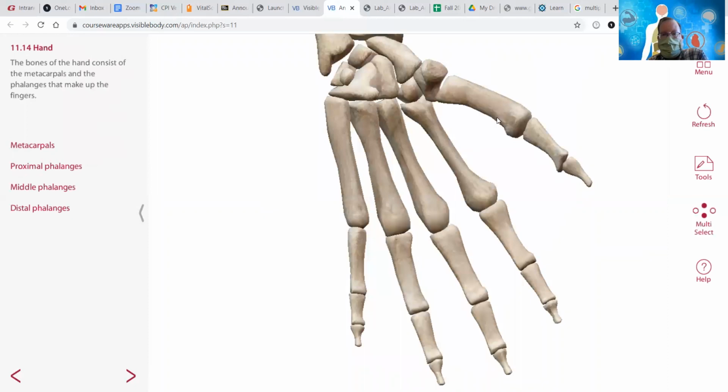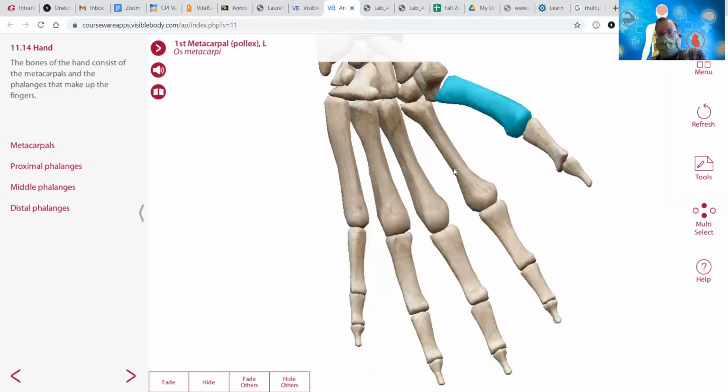And then lastly, the hand itself, we have what are called metacarpals. The metacarpals make up the palm of the hand, and they just name them first, second, third, fourth, fifth. That's it. So the first metacarpal is going to be the thumb, and then the fifth metacarpal is going to come out to the pinky side. And again, these are the bones of the hand.